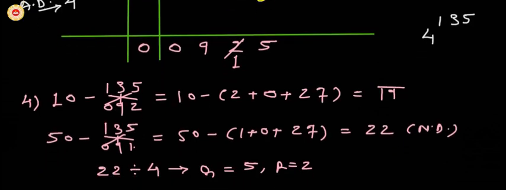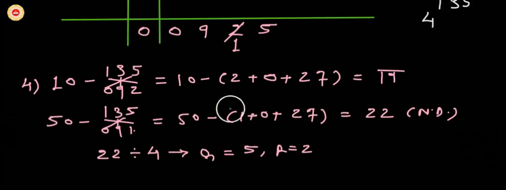Okay, now the final answer. Please pause the video and write this 4th step. The final answer is the quotient 0.091. 0, 9 and 1. This is the final answer.